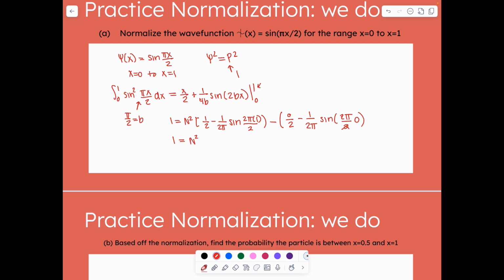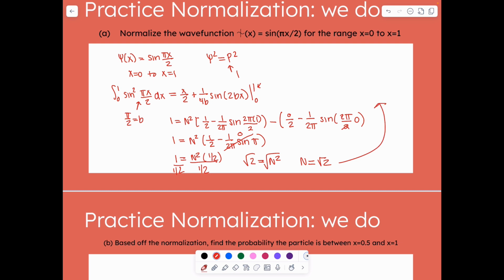1 equals n squared times 1/2 minus 1 over 2 pi sine of pi, which is going to equal 0. It's important to know those trig rules. And we get 1 equals n squared times 1/2. So now we're just going to divide by 1/2 on both sides. So we get 2 equals n squared, square root of that. So our normalization equals the square root of 2.